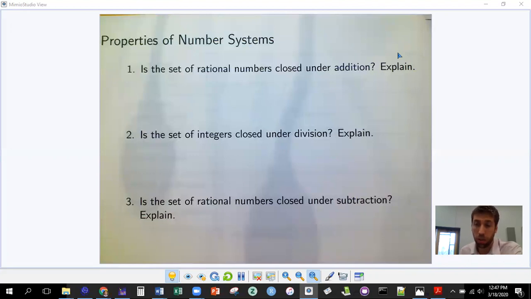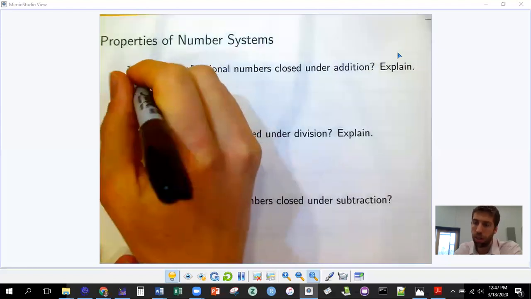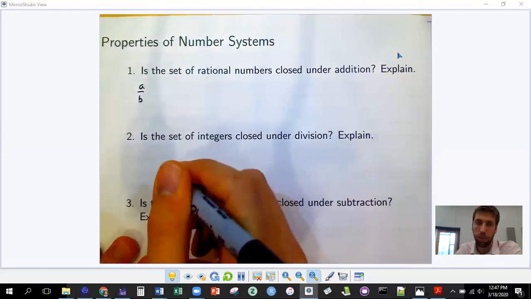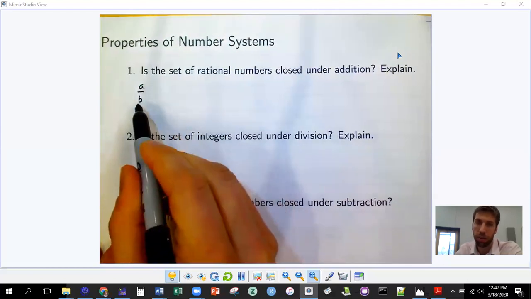being closed under addition, subtraction, and multiplication. So we might ask some other questions. Are the rational numbers closed under addition? Well, the answer is yes. And to explain that, you might pick two arbitrary rational numbers. So what is a rational number? A rational number is an integer a divided by another integer b, as long as b is not 0.